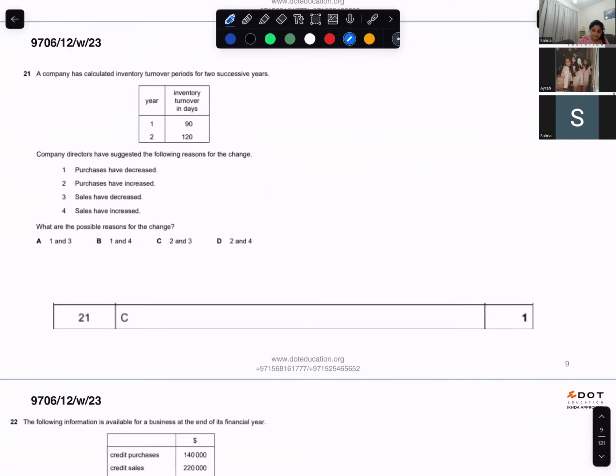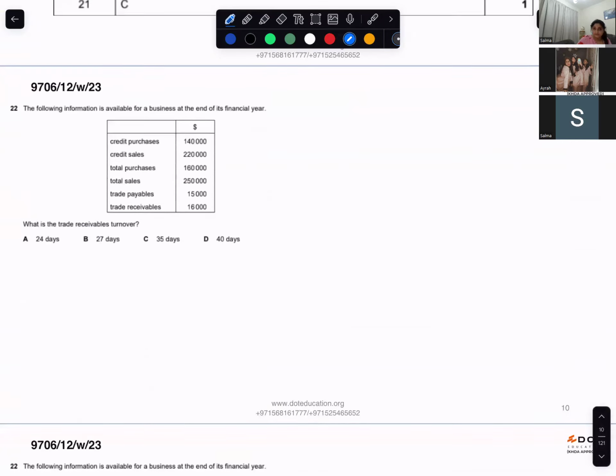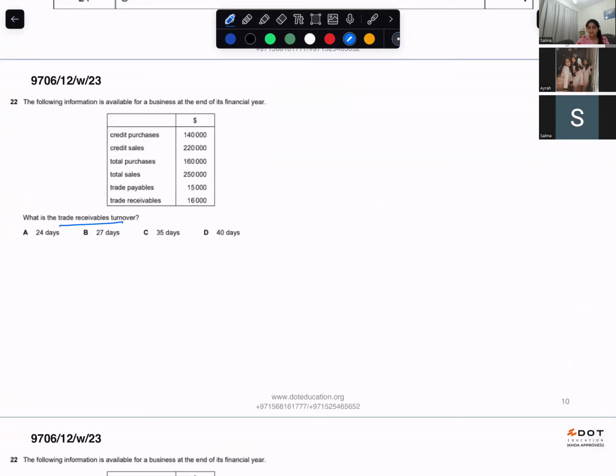Go to the next one. What is the trade receivable turnover? So it would be trade receivables upon credit sales into 365. So trade receivables are 16,000 upon 220,000 into 365. So 26.5. So 27 days. Are you sure? Yeah.